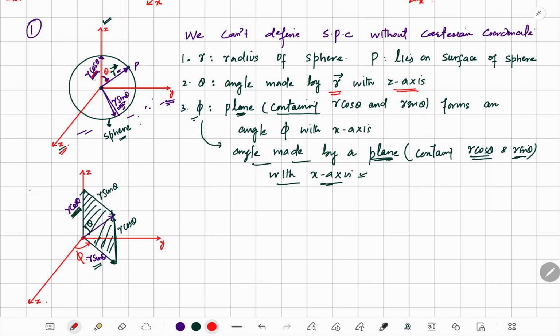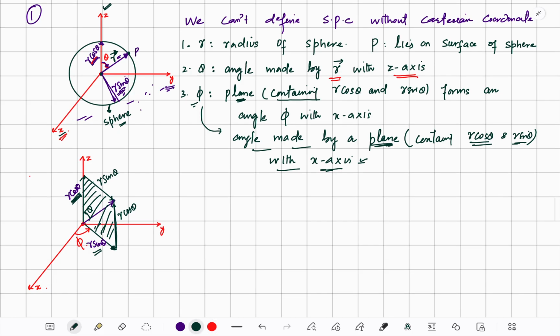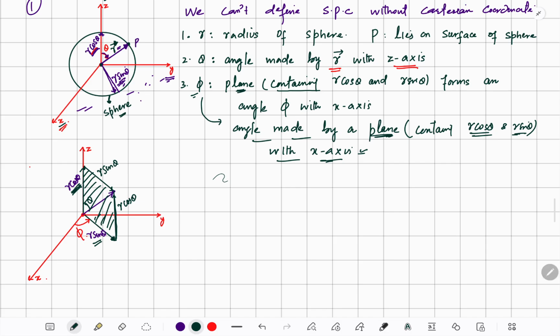Now this r cos theta and r sin theta form a plane if we take the parallel properties of a vector into consideration. So the angle made by that plane with the x-axis is phi. I hope you understand. Now there is one more important point, which is unit vectors.